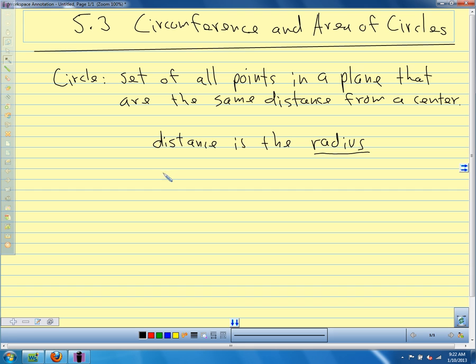So the diameter I'm going to say is all the way across, and we'll draw a picture here in just a second. And I'm going to say that the diameter is 2 times the radius, which is the same as saying the radius is half the diameter. So the distance in our definition is the radius. The diameter is all the way across, and that's 2 times the radius.